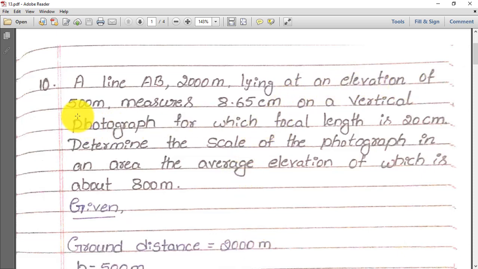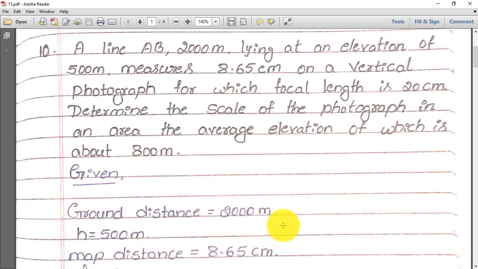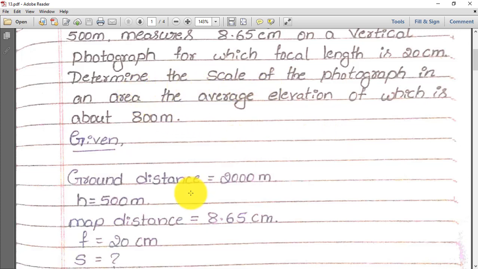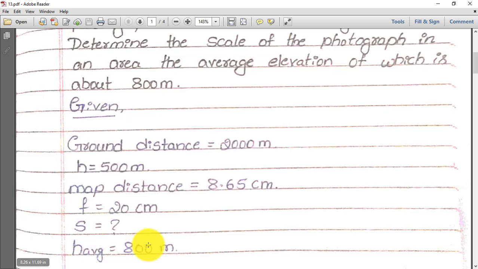So first you have to write down the given data. Ground distance is 2000 meter, lying at an elevation of 500 meter. This is small h equal to 500 meter. It measures 8.65 centimeter on a vertical photograph. On the vertical photograph, this same line AB, 2000 meter on the ground, measures 8.65 centimeter on the photo. This is the map distance, 8.65 centimeter. The focal length is f equal to 20 centimeter. Determine the scale of the photograph: S equals question mark. See this word average elevation, that means h average is given as 800 meter.